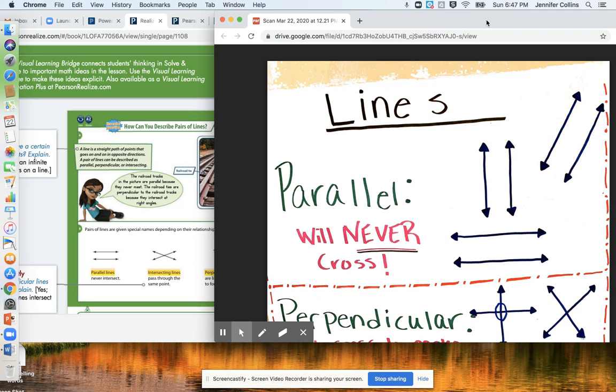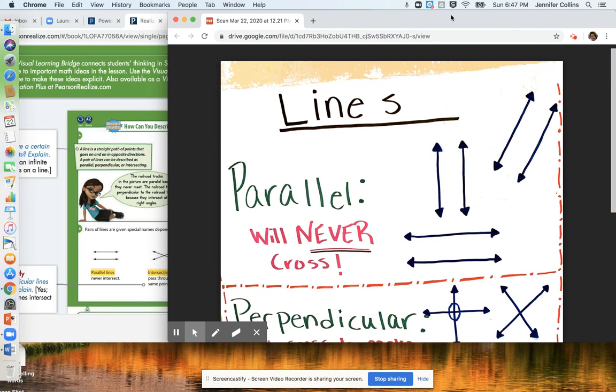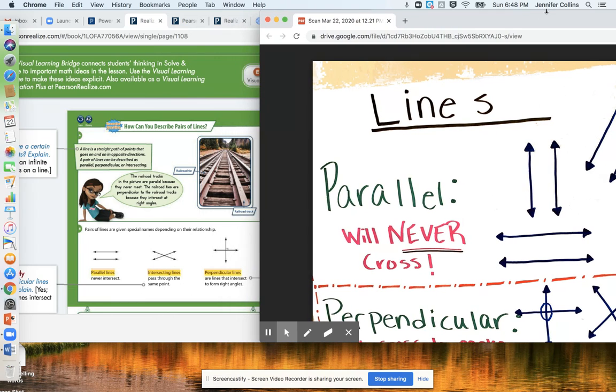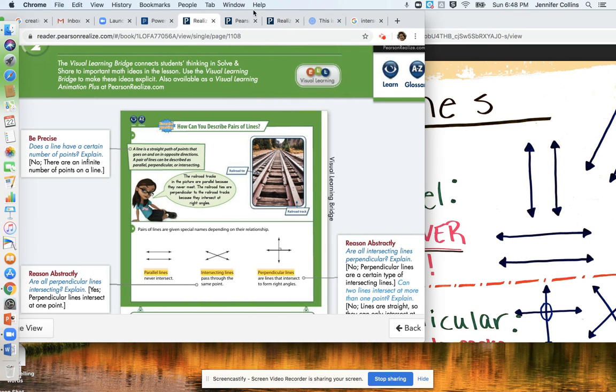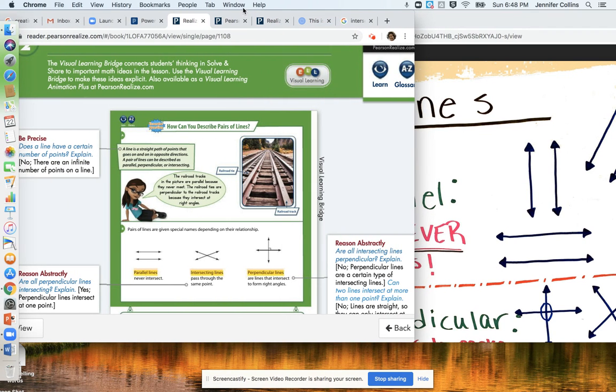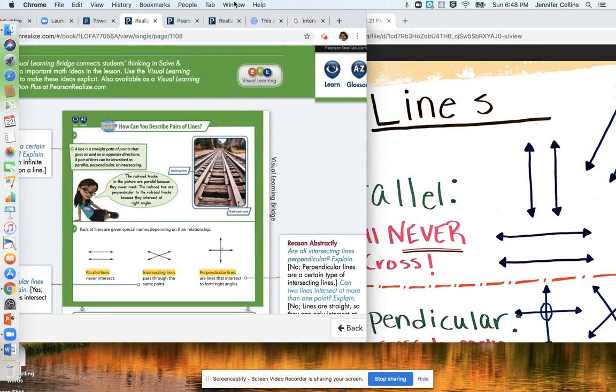Here's a little picture of them, and this is kind of what your anchor chart looks like. They are two lines, and remember, lines go on forever in both directions. So I want you to think about some other things as well, like does a line have a certain number of points? No, because a line goes on forever in both directions, there's an infinite number of points on each one, okay? So that's parallel lines.